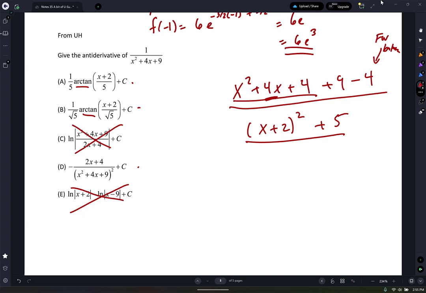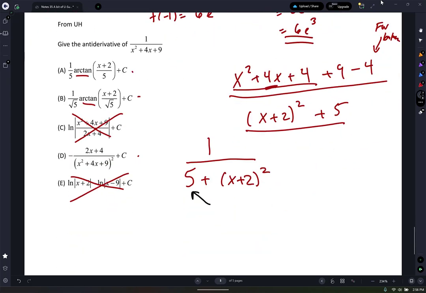Now, why did I do that? Because now I have 1 over, and I'll write it the way you guys have it, 5 plus x plus 2 squared. Are we okay? Now, what is stopping this from being an arctan? The 5. That 5 needs to be a 1. So I'll put it here on the side.